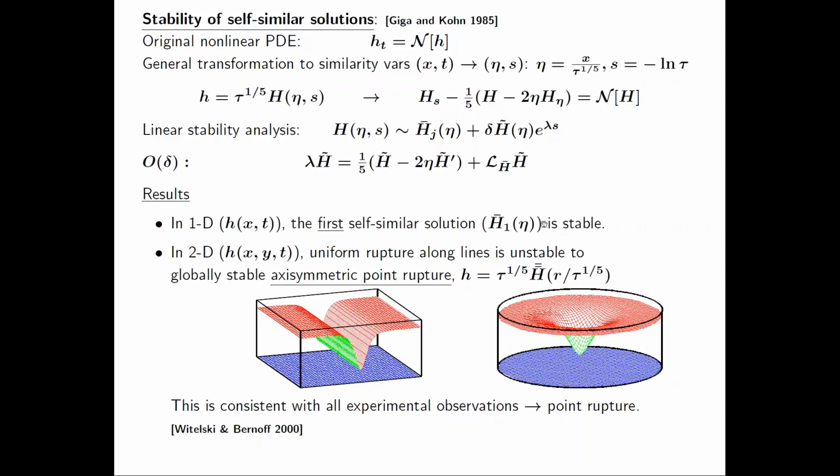There's actually a family of different similarity solutions, but the first one in that discrete series is the stable one, and that's what's going to be observed in numerical simulations. In 2D, those 1D similarity solutions, which look like rupture along a line, are actually going to be unstable, and the solutions will be unstable to perturbations that lead to rupture at points. Okay, so this is what happens on short times.